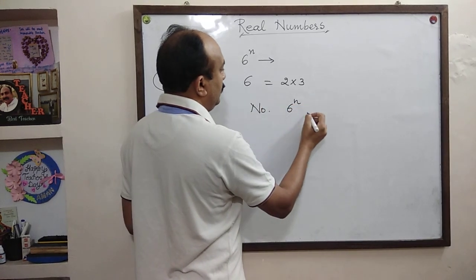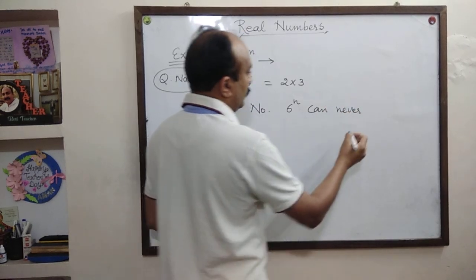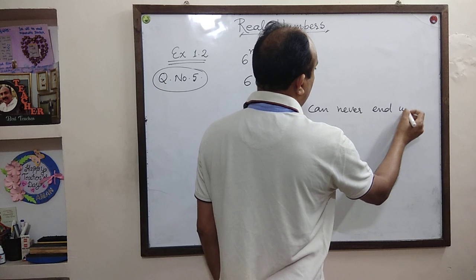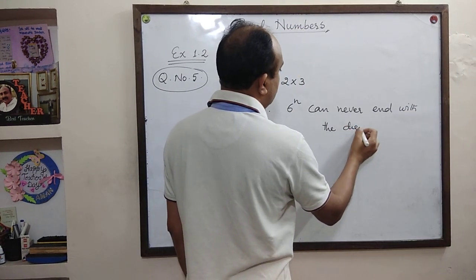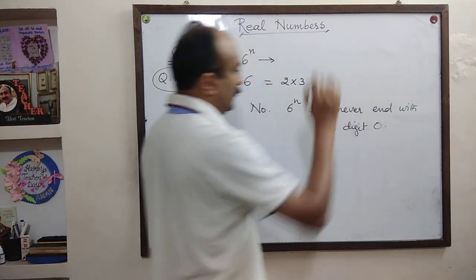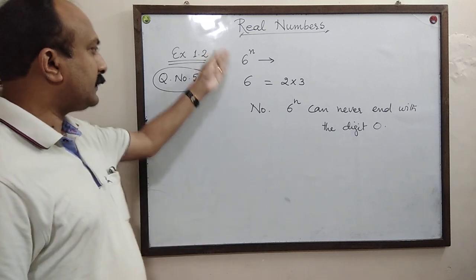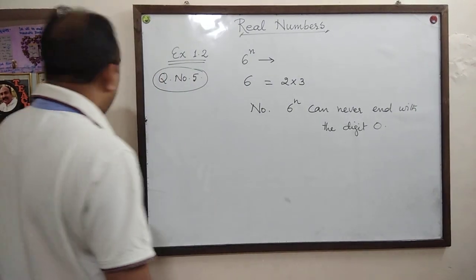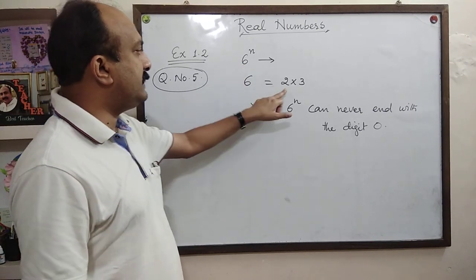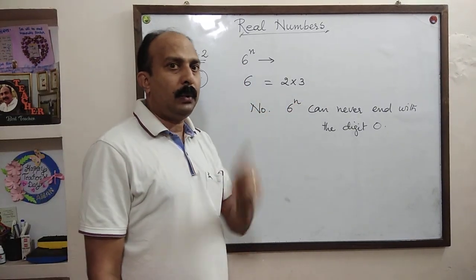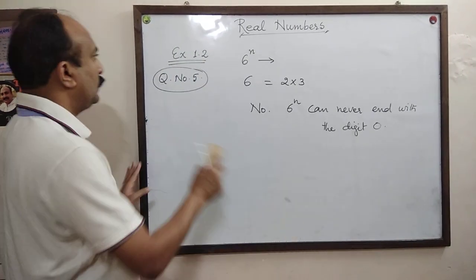6 power n can never end with the digit 0. I hope this point is clear to you. So in order to solve this type of question, you have to find the prime factors of the base number. If the prime factors of the base number are 2 and 5, then it can end with the digit 0, otherwise no.